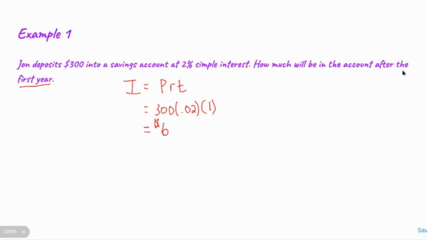It asks us how much will be in the account after the first year. Well, that would be our maturity value. That'd be 300 plus 6 is just $306.